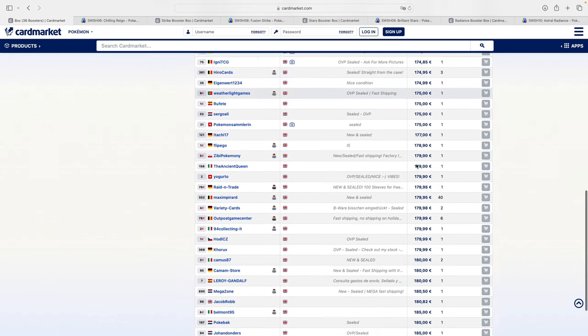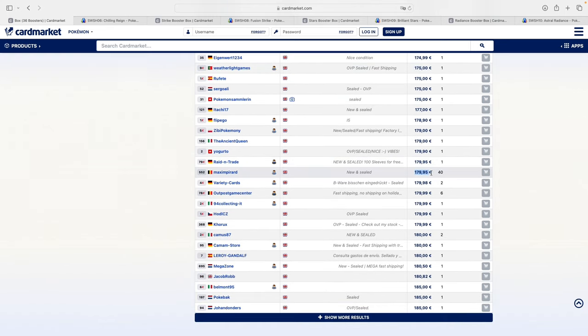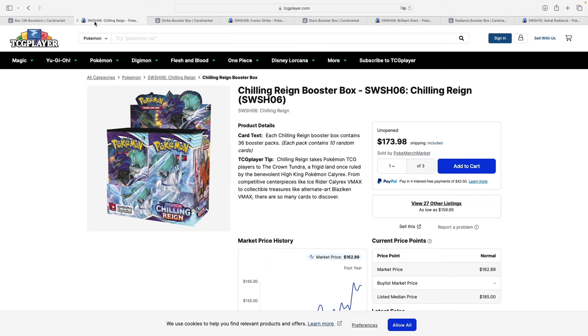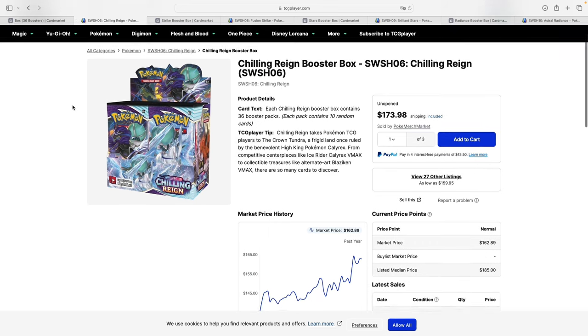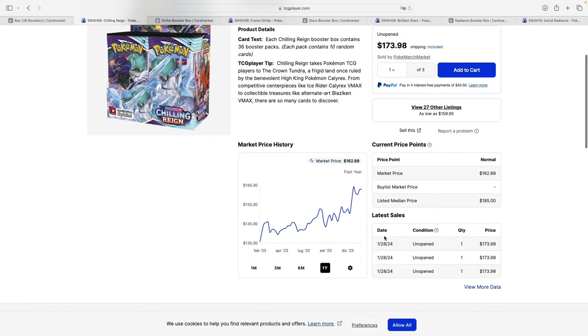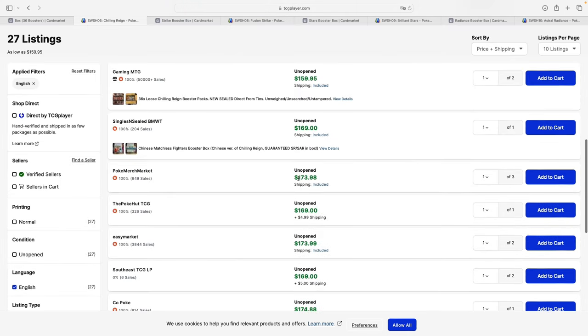One thing I wanted to grab your attention to is this seller right here from Belgium, who is dumping 40 boxes at 180 euros, which is something new that we did not see last month. Now let's take a quick look at TCGPlayer before we take a look at the numbers of boxes available. Here at TCGPlayer, it is selling for $174, I would assume shipped. And the lowest listed here is at $174.